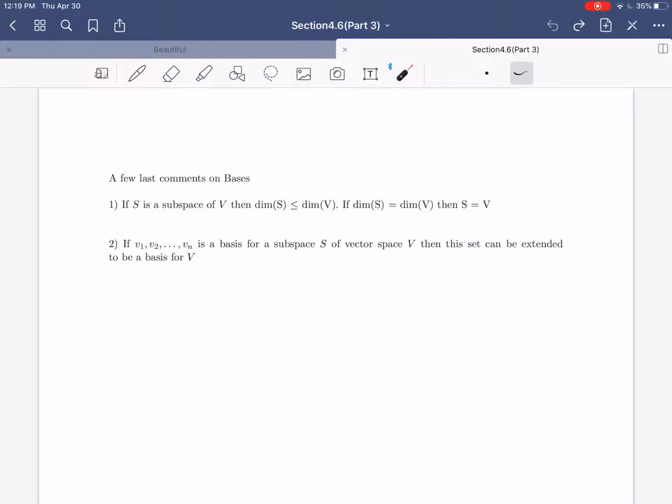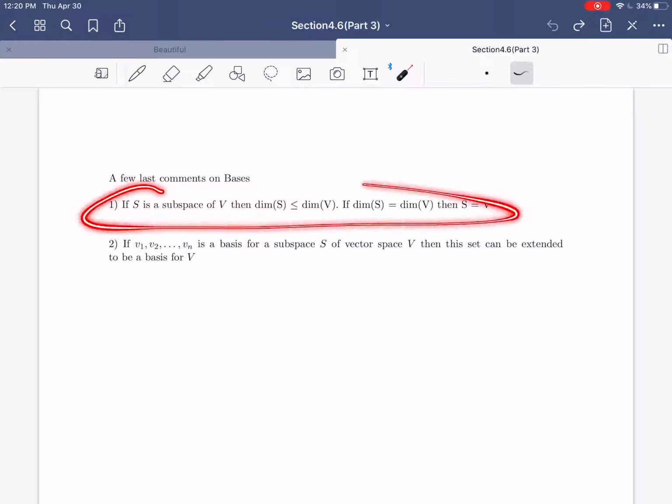And then we'll end this section by showing an example of a vector space that is infinite dimensional. In other words, that it does not have a finite basis. And we'll do that by looking at one of our common vector spaces that we haven't discussed for a while, which is the space of all functions that have an infinite amount of derivatives. So let's get right in and talk about a few basic comments on bases of subspaces versus bases of vector spaces.